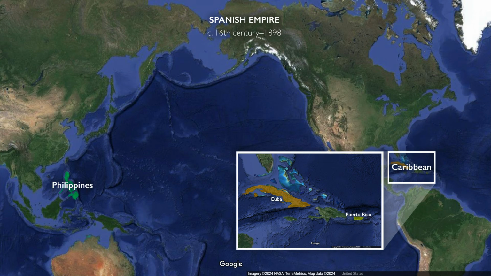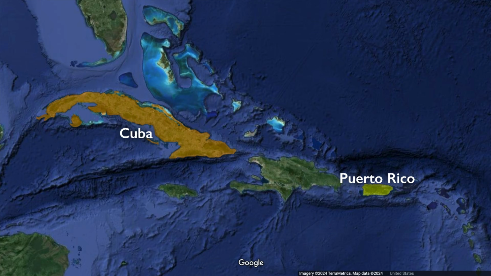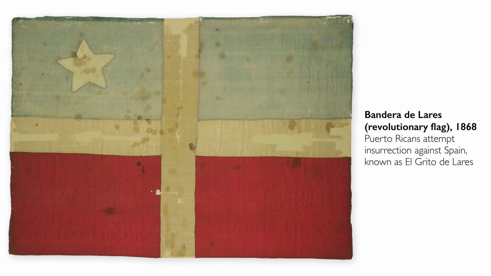Puerto Rico, with Cuba and the Philippines, had been part of the Spanish Empire for centuries. And in Cuba especially, but also in Puerto Rico, there had been long-standing efforts to push Spain out. Cuba and Puerto Rico were the last remaining colonies of Spain in the Caribbean by the end of the 19th century, and both islands had been since 1868 undergoing decolonial processes.